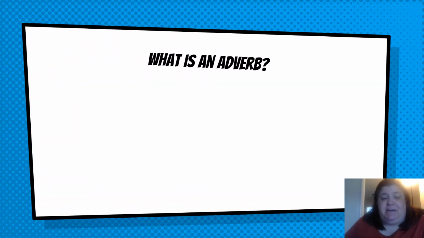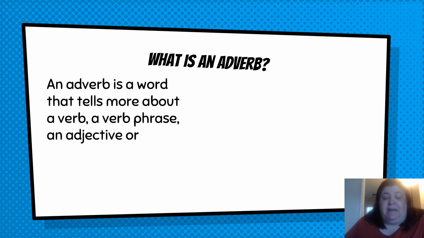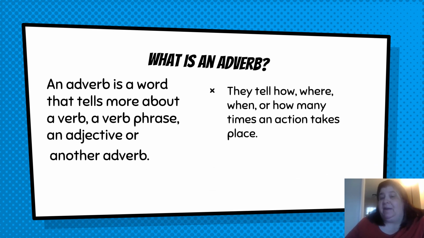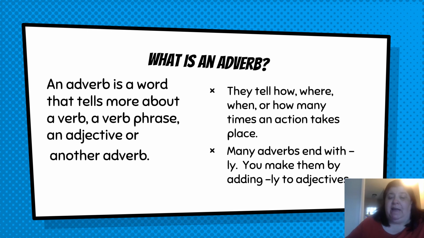The first thing we need to know is what is an adverb. An adverb is a word that tells about a verb or a verb phrase or an adjective or another adverb. They can tell you how, where, when, how many times it takes for an action to take place. And many adverbs end with the ending ly. So you would just add ly usually to adjectives.